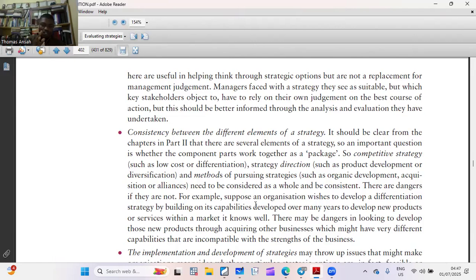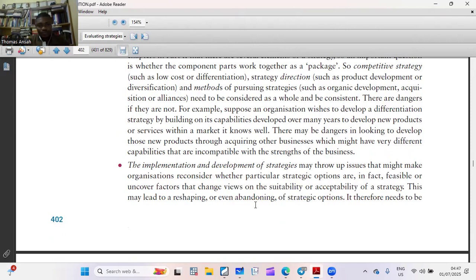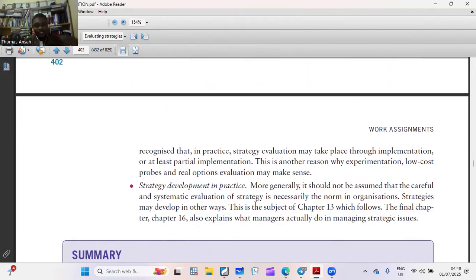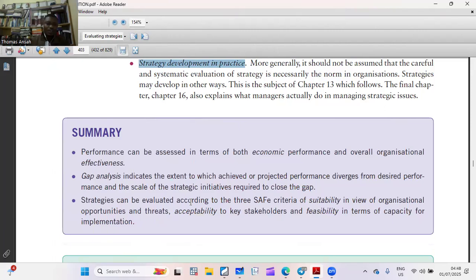So when we talk about the elements of strategy, we are talking about number one. You remember what we did in competitive strategy. It is under strategic options. The video of strategic options, competitive strategy, then choice, which is the direction, and the methods. I hope you remember that. The implementation and the development in practice.